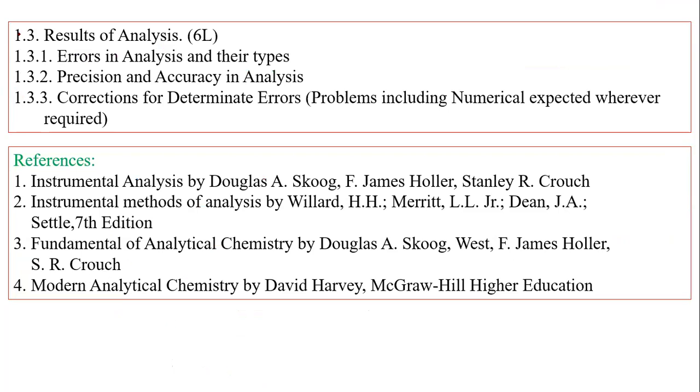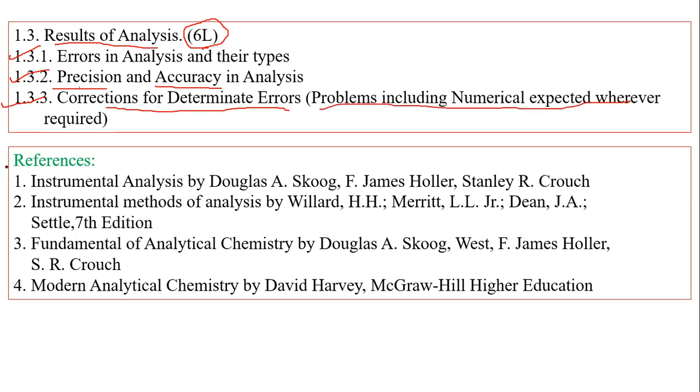After doing analysis you will have a result in your hand. That topic is for the 6th lecture. In results of analysis, we are going to learn what the errors are, then precision and accuracy: what the term precision means and what the term accuracy means. On the basis of precision and accuracy, we are going to find the error which has occurred, and in this topic we are going to eliminate or minimize the determinate error. For that we are going to learn a few problems and numericals.